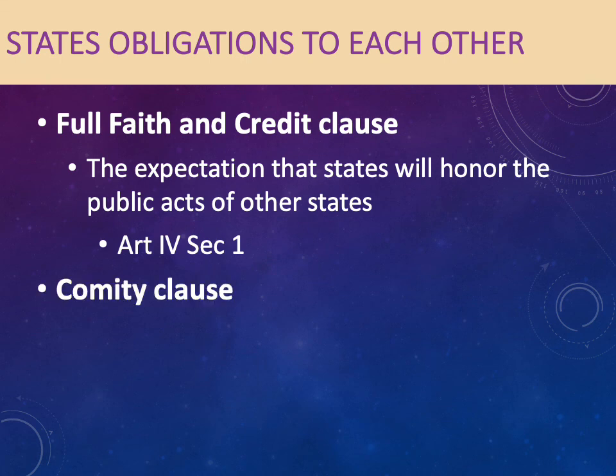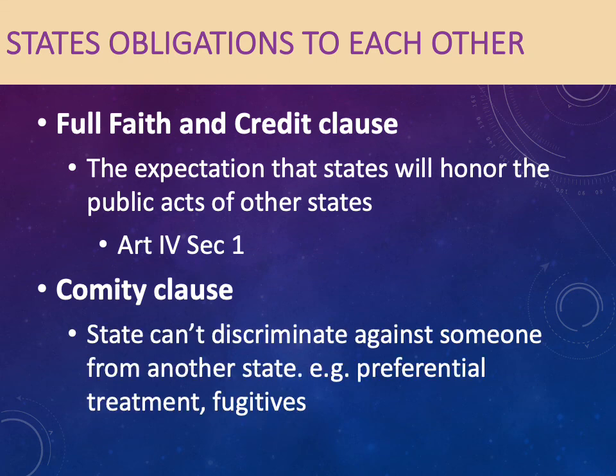I'll also let you read about the comity clause, which is basically saying that states can't discriminate against someone from another state within their state. And so that's Article 4, Section 2. And I will let you read about that in the textbook.